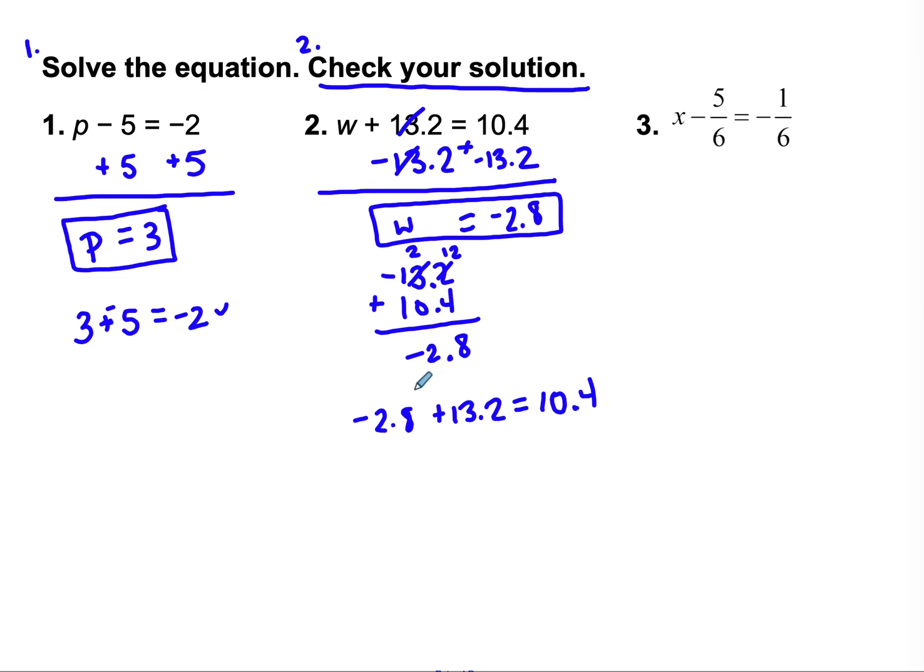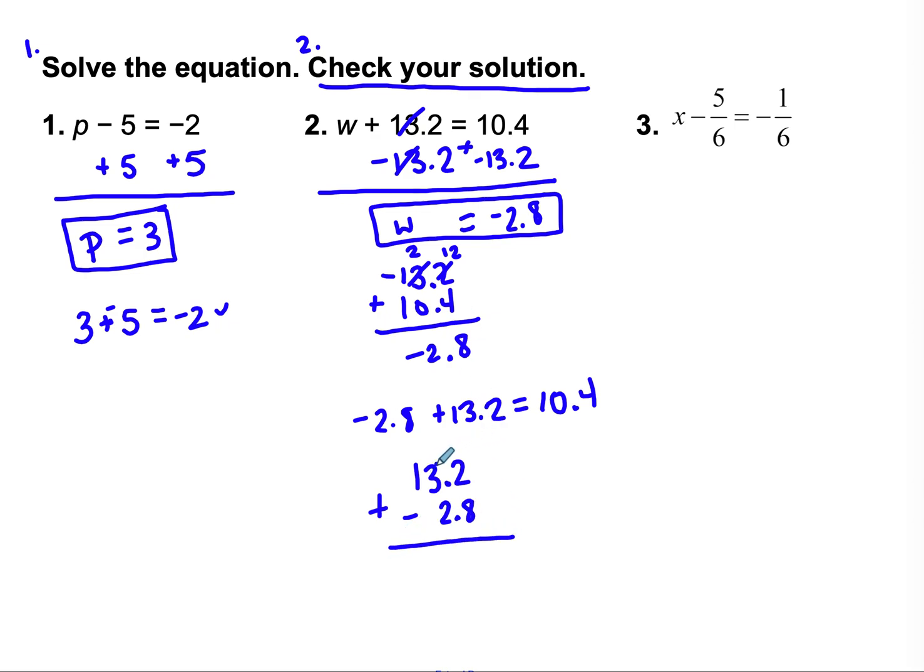I need to show the work for doing 13 2/10 plus negative 2 8/10. Different signs, find the difference. Greater absolute value goes on the top. So I'm going to rewrite it this way. 13 2/10 plus negative 2 8/10.